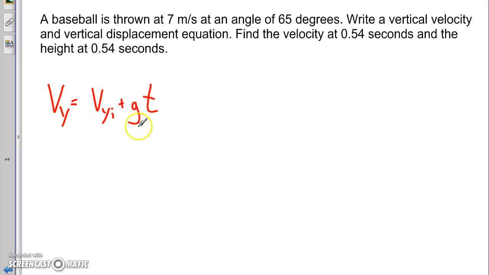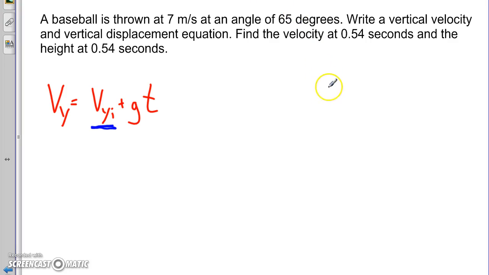G is going to be negative 9.8, of course, but really important, this part right here, we must actually figure out what Vyi is, because this is not the velocity. Some of you are going to want to put in 7. It's not just the velocity, it's more specific. It's the vertical component of velocity. That's why I put the y there. The Vy indicates the vertical component, because this is a vertical velocity equation. I don't care about what it's doing side to side. And the 7 is both up and down and side to side, right? So we need to actually find that component.